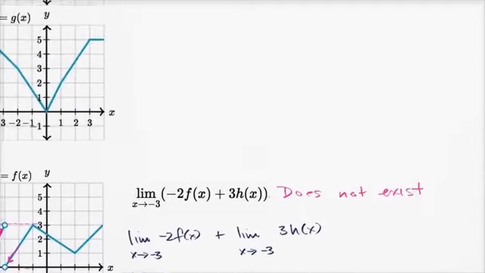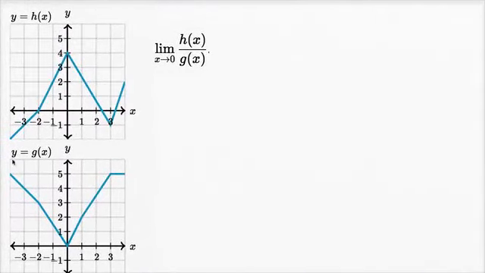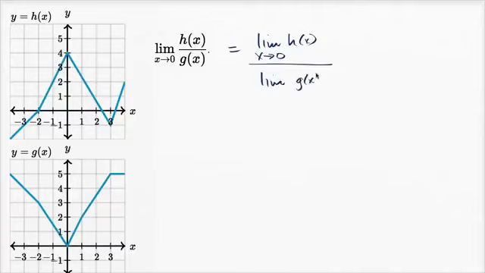Let's do one more. All right, so these both look like continuous functions. So we have the limit as x approaches 0 of h of x over g of x. So once again, using our limit properties, this is going to be the same thing as the limit of h of x as x approaches 0 over the limit of g of x as x approaches 0.